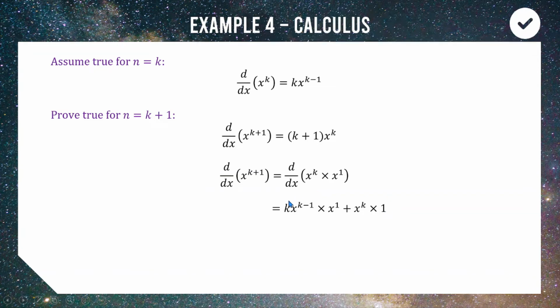Now we're going to simplify it as best we can. So we have x to the k minus 1 times x to the 1. This turns out to be x to the k if we simplify our powers. So we have kx to the k. Then on the end, we have x to the k times 1, which is x to the k. We have an expression we can factorize. We have a common factor of x to the k. If we factor that out, we get x to the k times k plus 1.